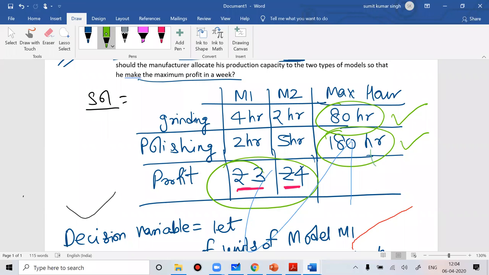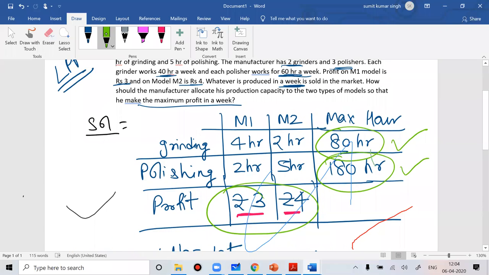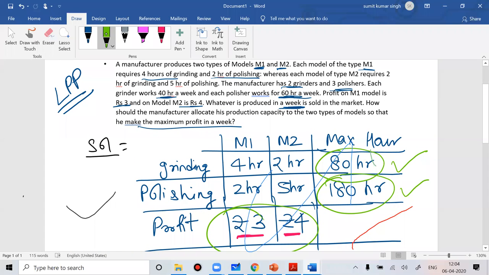How did you get 80 hours, sir? Because one grinder works 40 hours and they have two grinders, so the maximum hours of grinding is 80 hours. And one polisher can work for 60 hours in a week and they have three polishers, so what is the maximum polishing they can do? 180 hours. So I don't think anyone has a doubt about this.